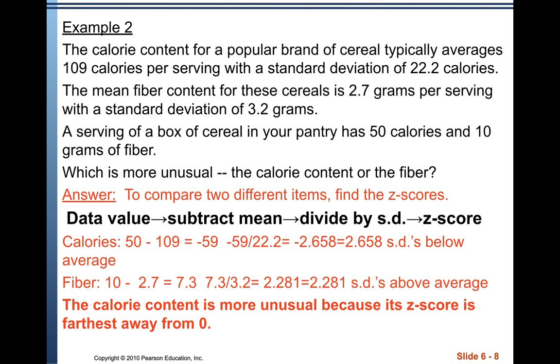You will see a similar question like this on your Math Excel assignment where you have to make a comparison. You make the comparison by calculating the z-scores for both and then looking at which one is farthest away from zero. That is going to be the more unusual one.